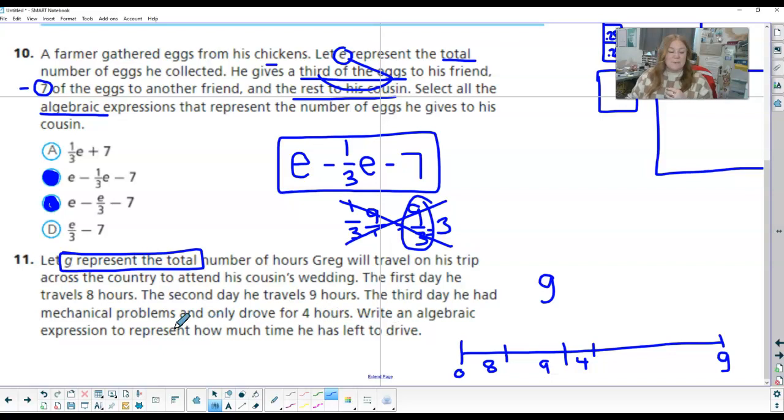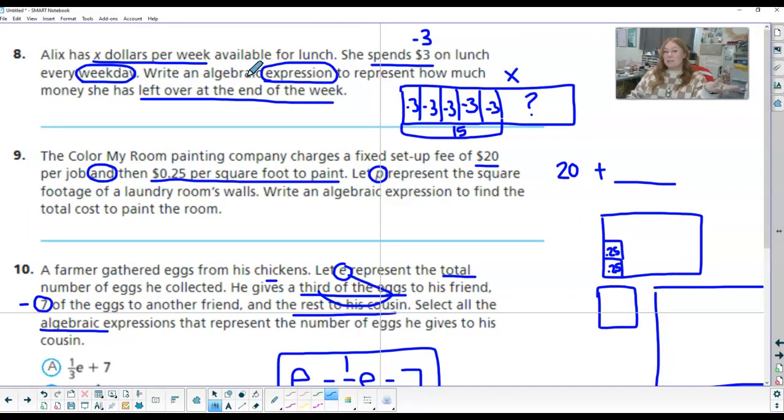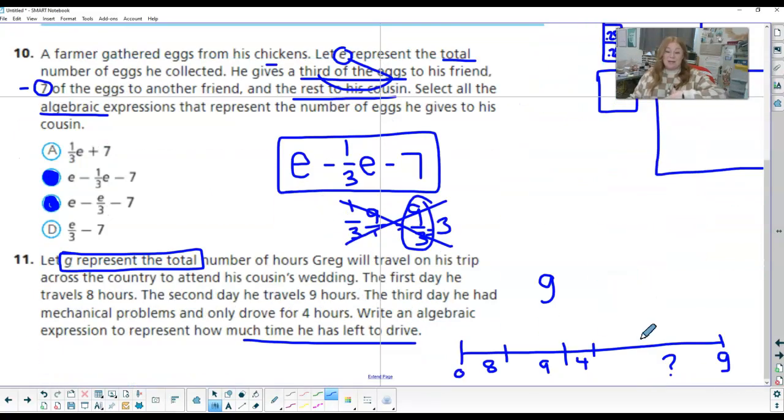Write an algebraic expression to represent how much time he has left. So, right, what is left over here? So this problem is very similar to this one. We have our total. We know that this happened. How much is left? So go ahead and see if you can write one to match with problem 11.